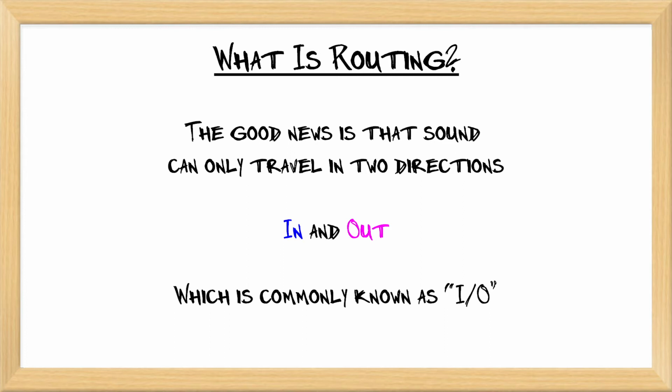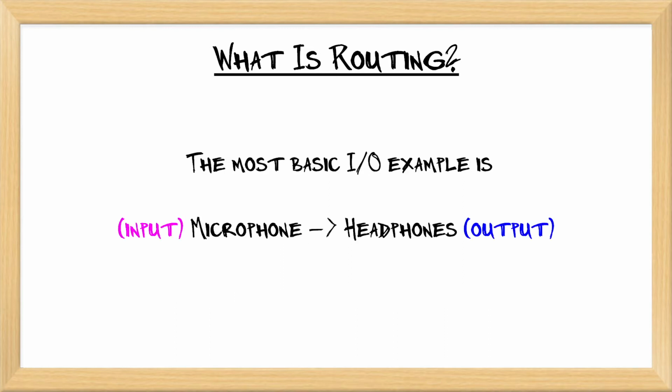The good news is that sound can only travel in two directions, in and out. And we usually refer to this as I/O. The most basic I/O example is having an input, like a microphone, and having an output, like headphones. So if you're ever stuck, just think in and out.